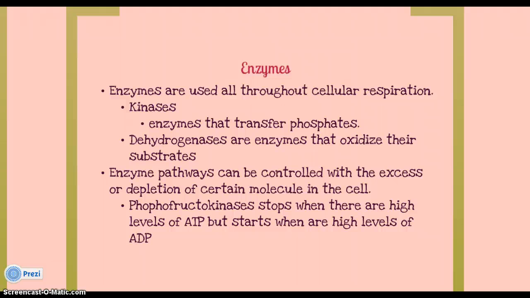This is because phosphofructokinase catalyzes the third step in glycolysis, which breaks down the glucose. If there are high levels of ATP, then the glucose doesn't need to go through cellular respiration, so the ATP can stop it from happening, and the glucose can be converted into fat and stored for a later time. However, when there are high levels of ADP and a lot of ATP needs to be produced, the phosphofructokinase starts again and cellular respiration can take place in the cell.